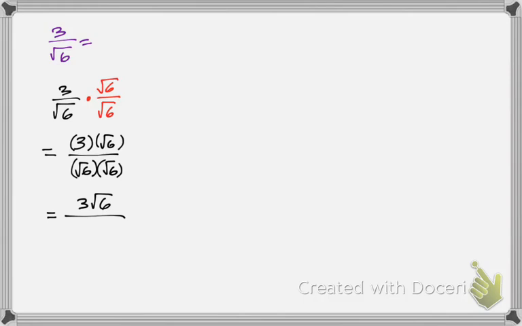Please do not multiply 3 and 6, because 6 is inside the square root, 3 is outside, right? 6 is inside, 3 is outside, we cannot multiply them. And we have the square root of 6 times the square root of 6. You can write the square root of 6 times 6, but I can write it like this too, right? The square root of 6 times the square root of 6 is the square root of 6 squared.